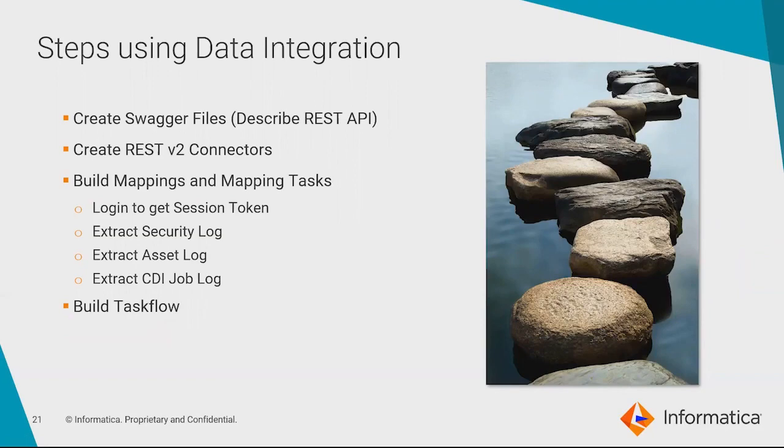For example, you might define one with a login operation. Here we're going to build 4 of them. We're going to build mappings and mapping tasks to log in, get the session token, just as we did with Postman, to extract the security log, the asset log, and the CDI job log, and then we'll build a task flow that brings that all together. You can, of course, do much more than that. That's just what we're doing in the demo today.